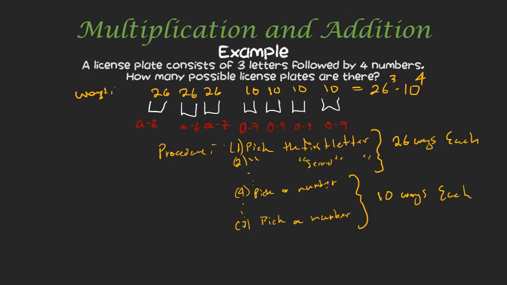So a rather large number of ways to do this. Let's actually calculate it. Why not? Times 10 to the 4th. So about 175 million. Let's write it out. 175,760,000. And that's it. So that's how many ways to do this. And so that's the multiplication principle.